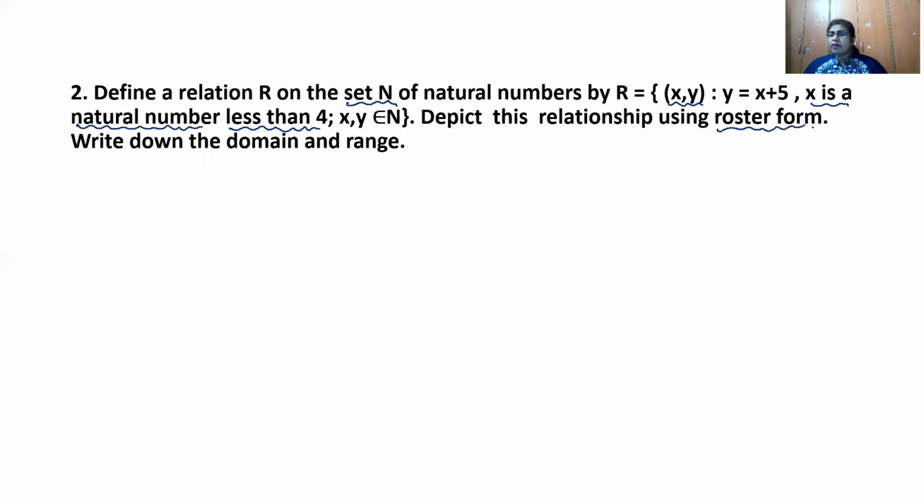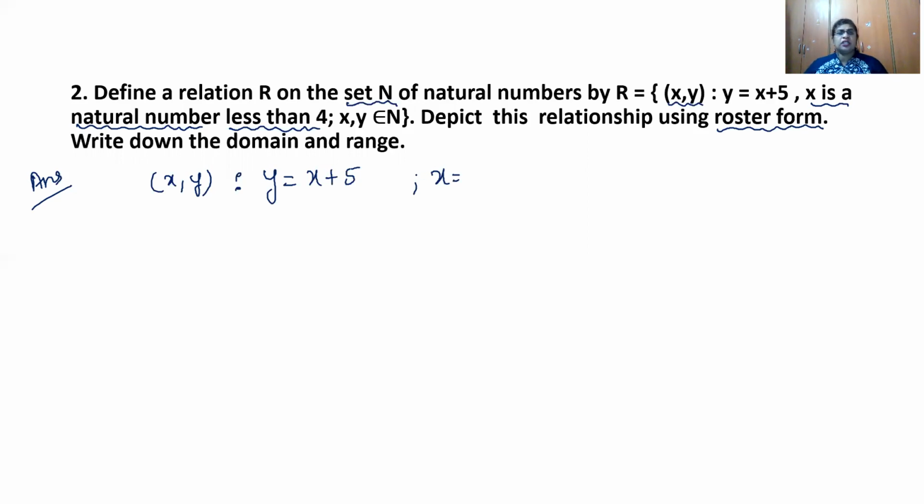Roster form and set builder form we have learned in the set theory chapter. So roster means what should come to my mind? The answer of the question is roster. Okay. First let me find R, then let me go to the domain and the range. So let's come to the answer of this. What is the condition given? I have to get all ordered pairs (x, y) such that y is equal to x plus 5. And x is what? Tell me. Natural numbers start from 1.